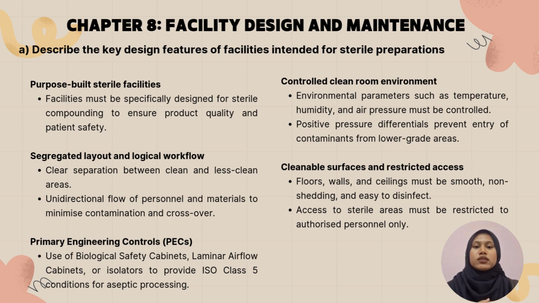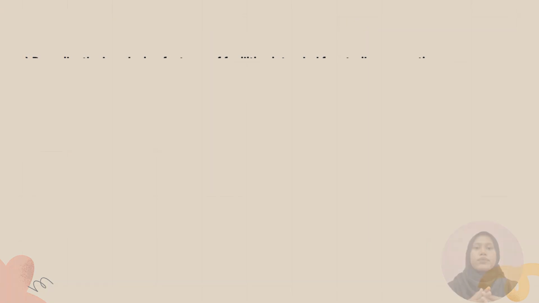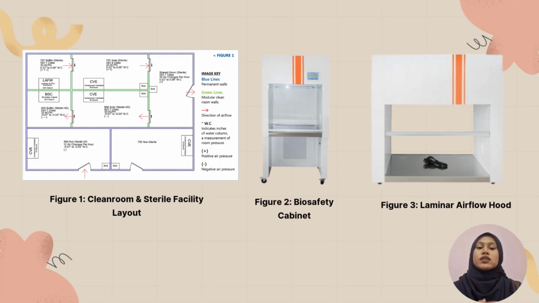Then the third one is primary engineering controls, or PECs. There should be use of biological safety cabinets, laminar airflow cabinets, or isolators to provide ISO 5 condition for aseptic processing. Then the fourth one is controlled clean room environment. Environmental parameters such as temperature, humidity, and air pressure must be controlled. Positive pressure differentials will prevent entry of contaminants from lower grade areas. Then the last one is cleanable surfaces and restricted access. Floors, walls, and ceilings must be smooth, non-shedding, and easy to disinfect. And access to sterile areas must be restricted to authorized personnel only. This picture shows clean room and sterile facility layout and laminar airflow hood with biological safety cabinet.